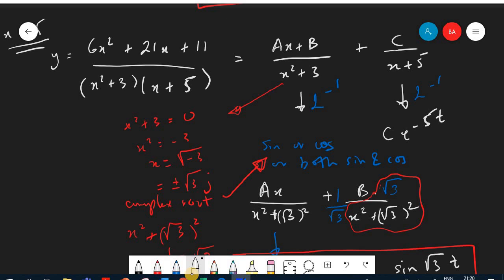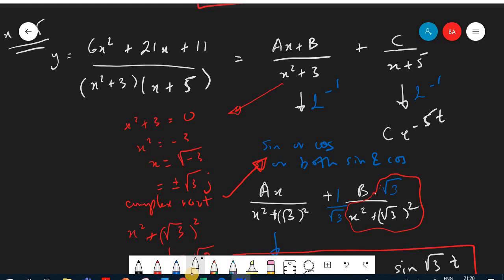And to decompose it, here the numerator will be ax plus b, because it should be one order less than the denominator, plus c over x plus 5, and this is also one order less. Taking the Laplace inverse, the inverse for the second part is easy, it's e to the power minus 5t. However, the Laplace inverse for this one is not straightforward, we need to modify it.